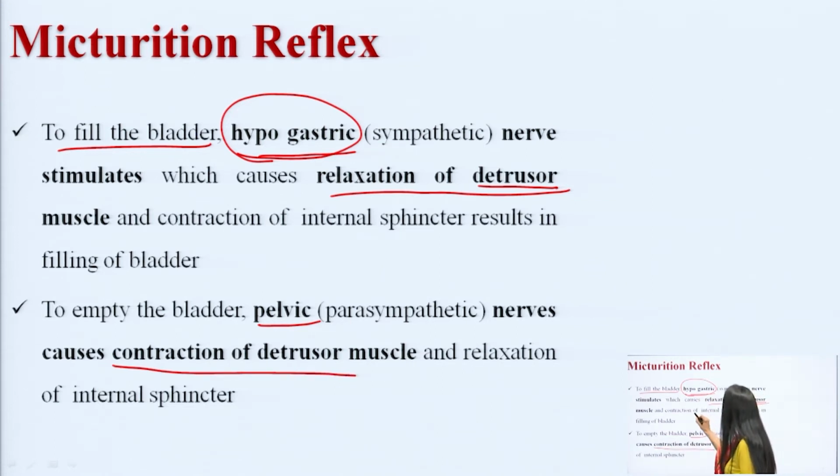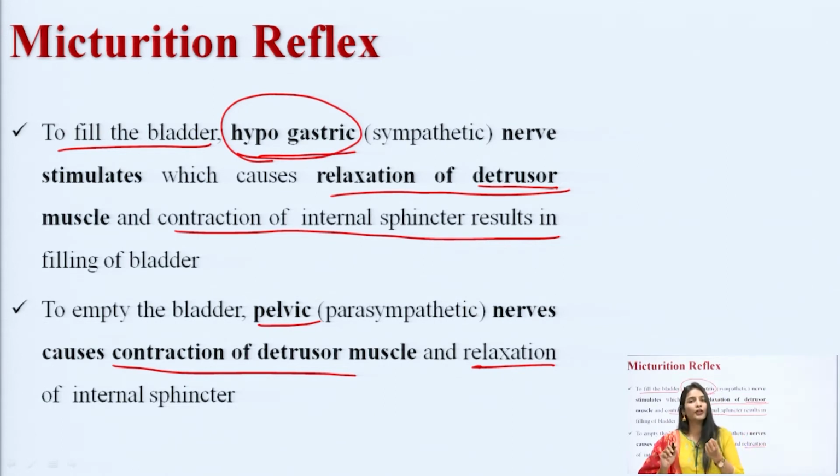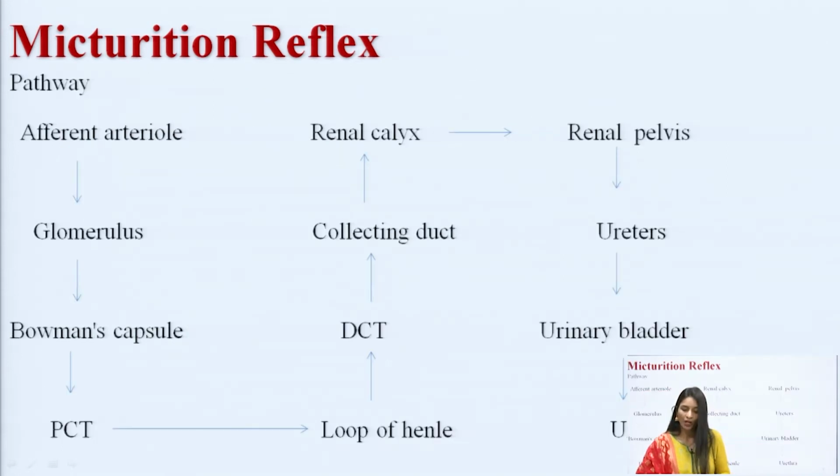And in filling the bladder, there is contraction of the internal sphincter, and in emptying you will see the relaxation of the internal sphincter. So, this is the difference you have to remember between filling the bladder and emptying the bladder. Okay, so this is the pathway, students, of how micturition exactly happens.